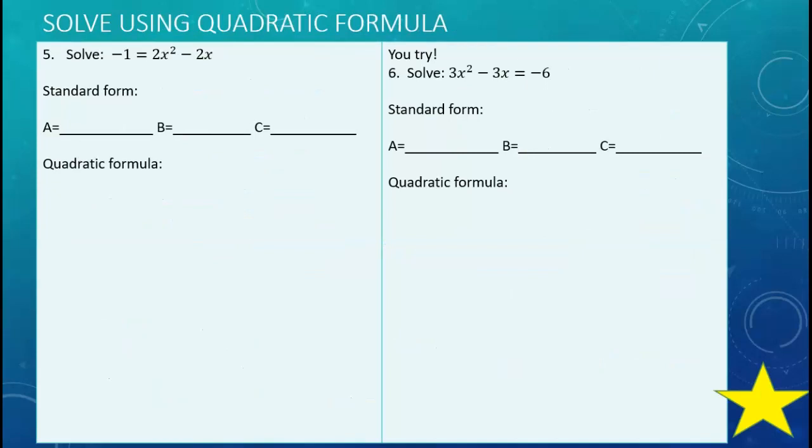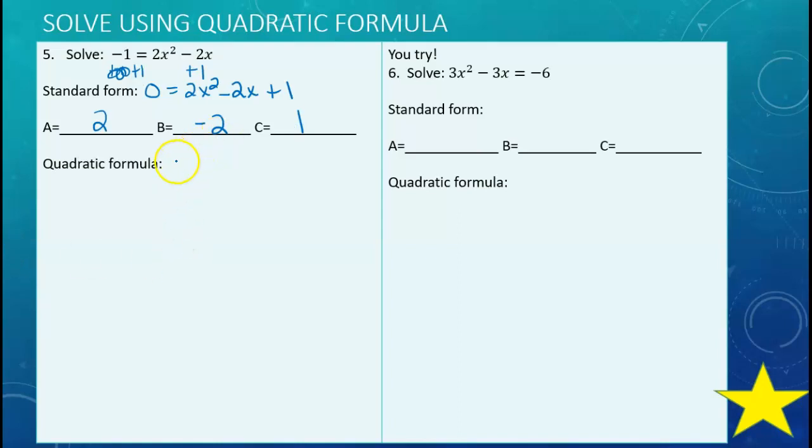Now, this one is not in standard form. Remember, I need this to be equal to 0. So I'm going to start by adding 1 to each side to make 0. That becomes 0 equals 2x squared minus 2x plus 1. That means a is 2, b is -2, and c is 1.